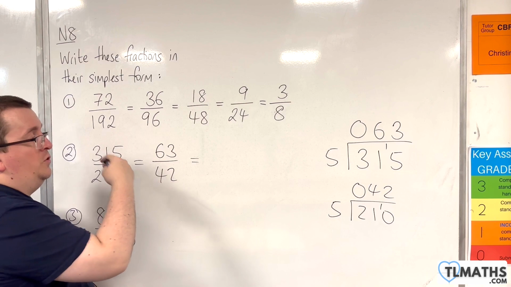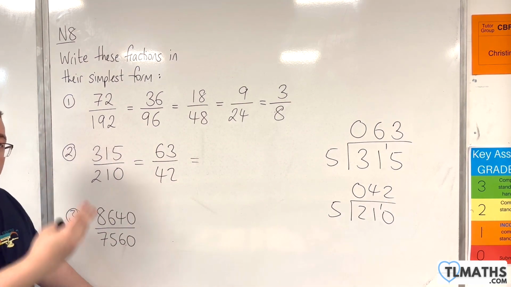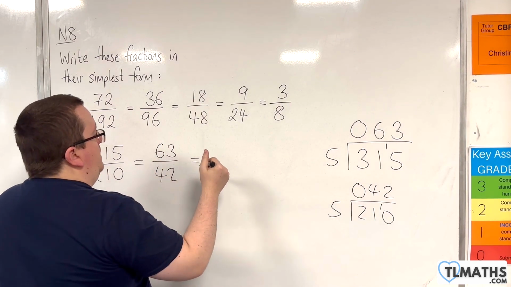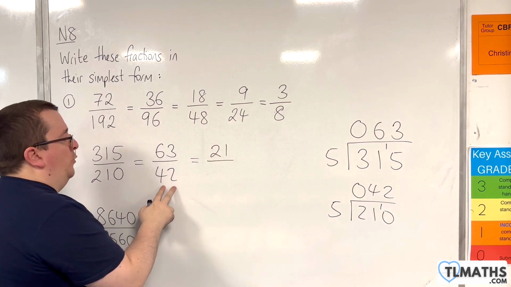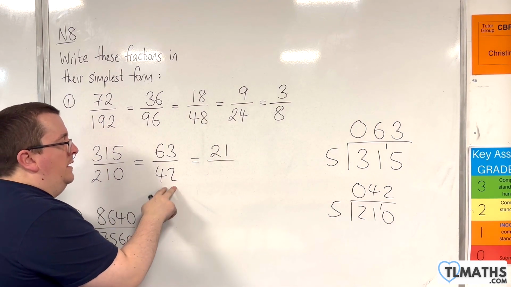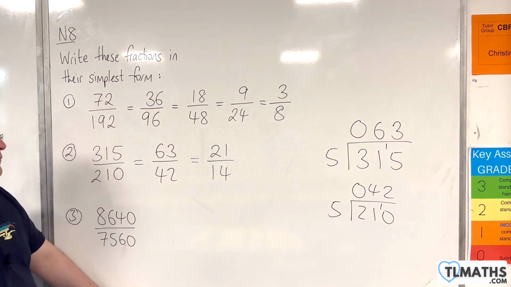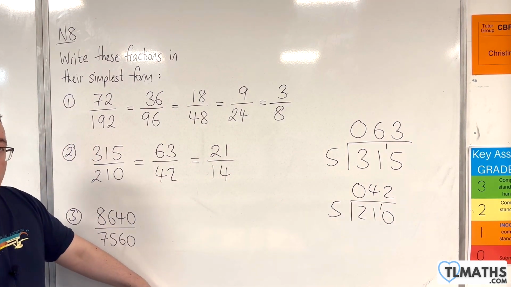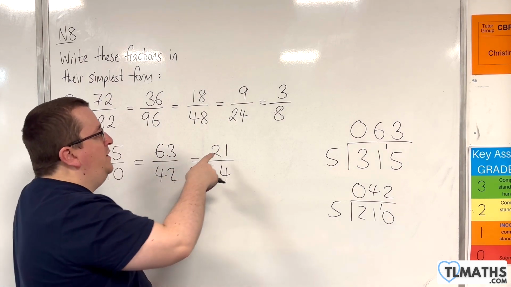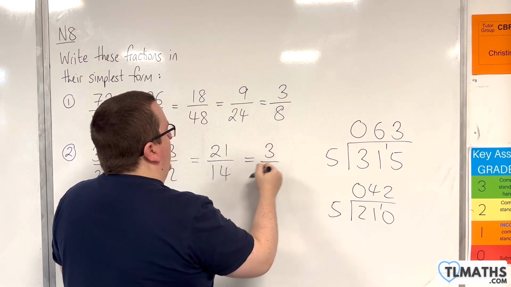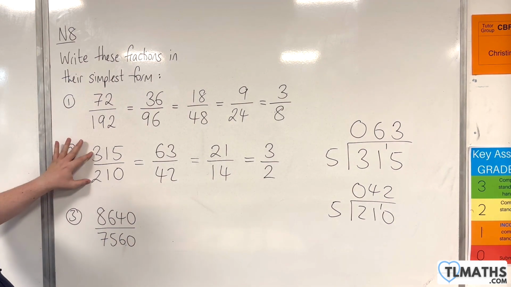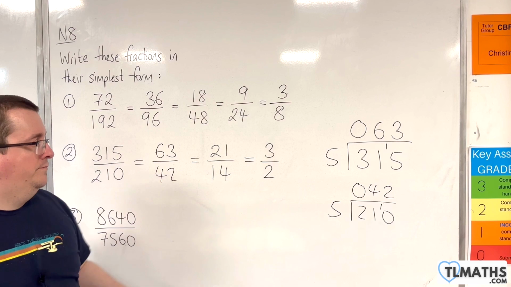6 plus 3 is 9, which is in the 3 times table. 4 plus 2 is 6, which is in the 3 times table. So that's all good to go. 63 divided by 3 is 21. 42 divided by 3 is 14. Now, 21 and 14. We can't divide top and bottom by 3, but 7 goes into both top and bottom. So 21 divided by 7 is 3. And 14 divided by 7 is 2. So 315 over 210 is the same as 3/2. Okay.